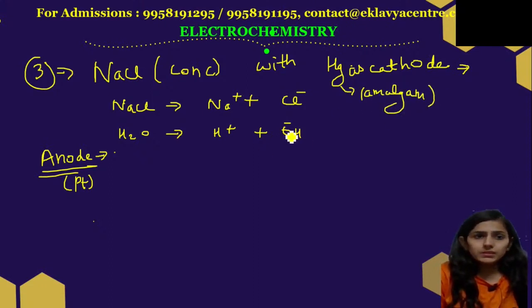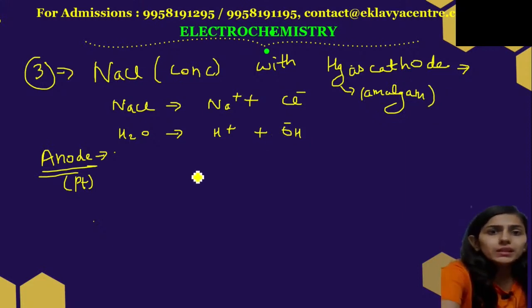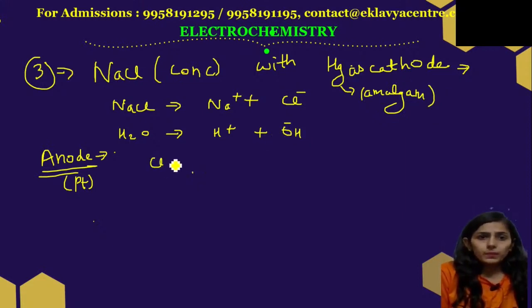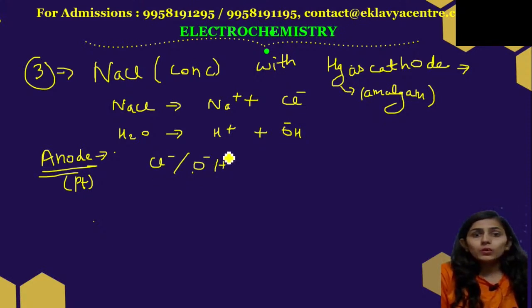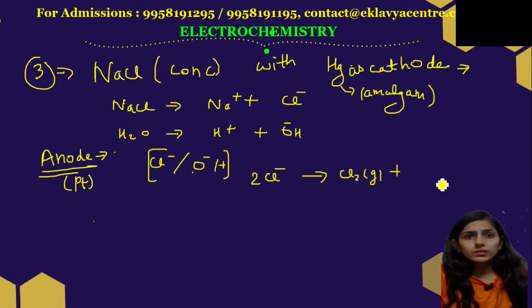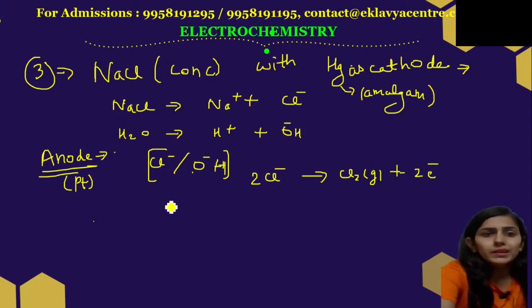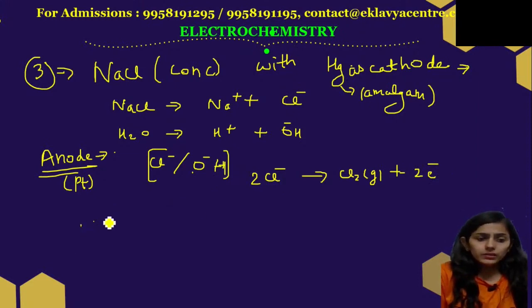So here what happens at anode? Simply, out of Cl minus and OH minus, because here it is the case of concentrated solution, we know that twice of Cl minus simply gives you Cl2 gas plus 2 electrons. Very simple, right? We've done it earlier also, the very first case of today's video, right? Next let's talk about cathode, where we have amalgam, right?